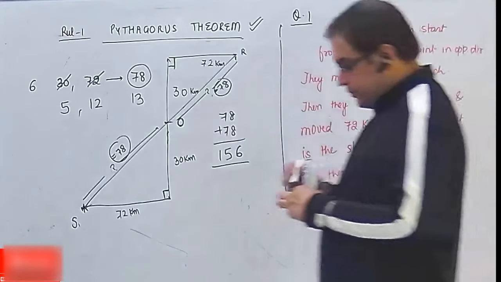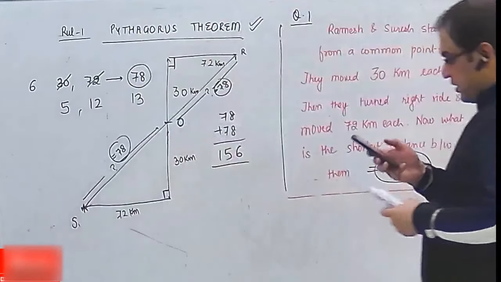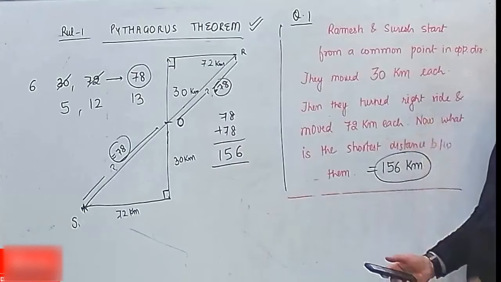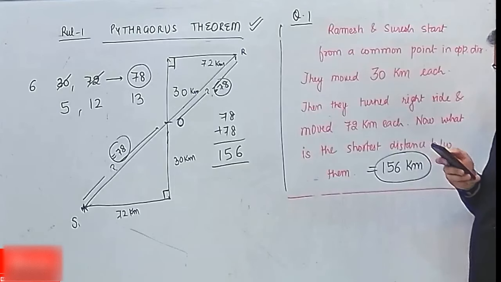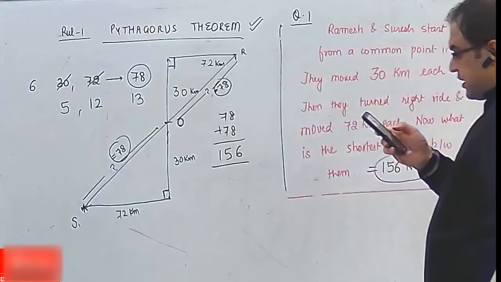Final answer. Okay, so are you getting the answer? Very good, Jyoti. 78 is right, but the final answer is not 78. This will be 78 plus 78, that is 156. Very good, Akshit. 156 is right.